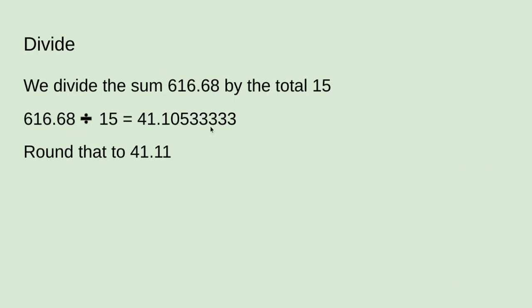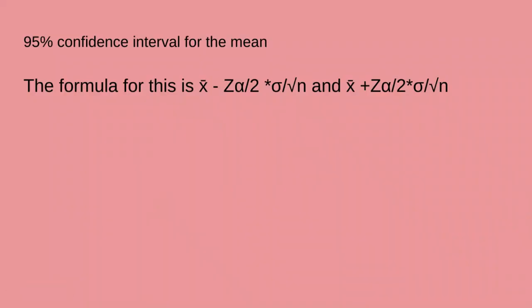And when we divide this, you're going to get 41.10533333. But of course, we're doing money here, so we need to round that to two decimal places. So we get $41.11 as about the average foundation cost, but of course, that's not always perfect.